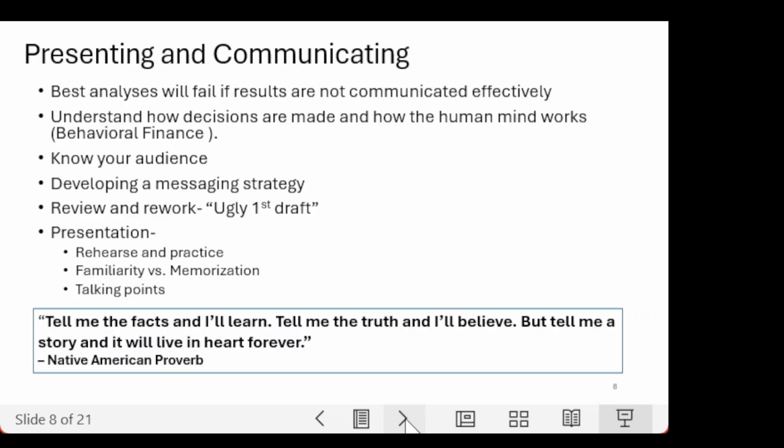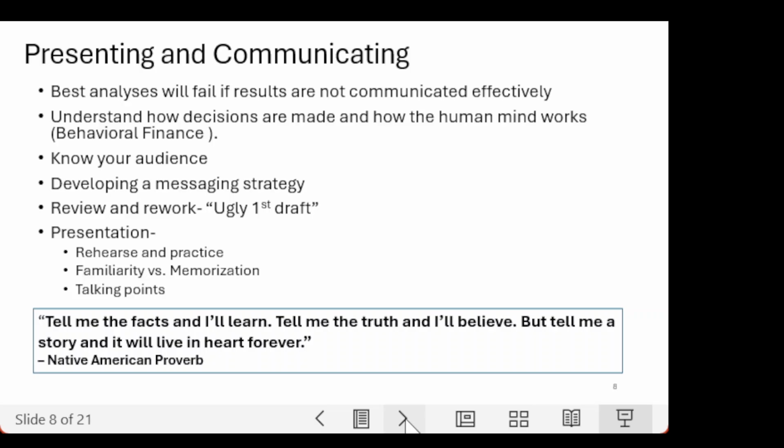Know your audience. We'll talk more about that in a moment. Developing a messaging strategy. What are our key points? How are we going to deliver these? How many times will we have to reinforce this? Who are all the audiences we need to get to? How will we wind up ensuring that the message or the key actions that we've outlined get implemented?